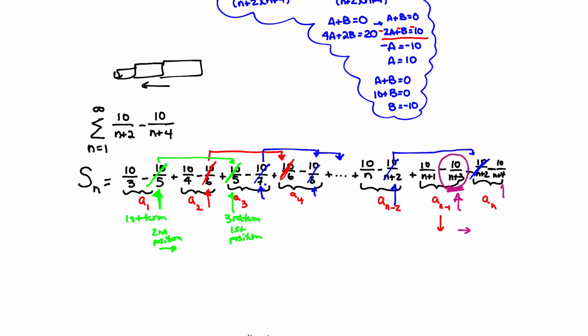And same thing here. He's in a second position, right? So he is going to be left over because he has to cancel with something over here, and there's nothing to cancel with. So I know that my S sub n has to include, for sure, minus 10 over n plus 3 at the back end, and minus 10 over n plus 4 at the back end.